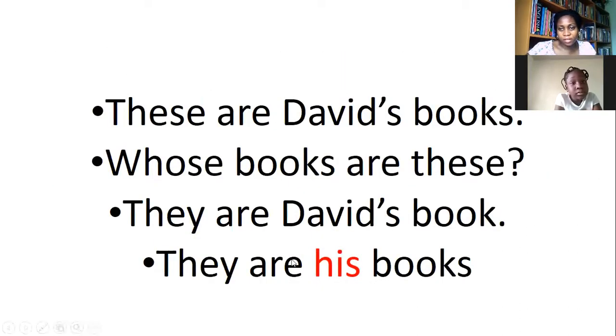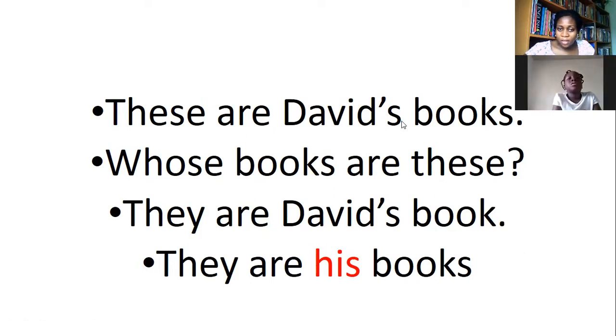Let's look at another example. These are David's books. Whose books are these? They are David's books. They are his books. So, which word is the possessive adjective? His. So, do you understand now?